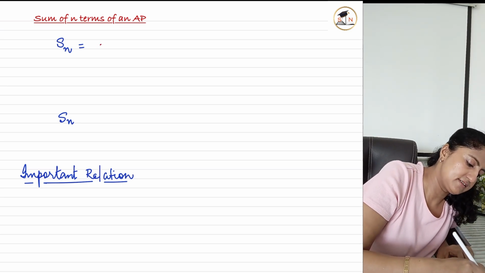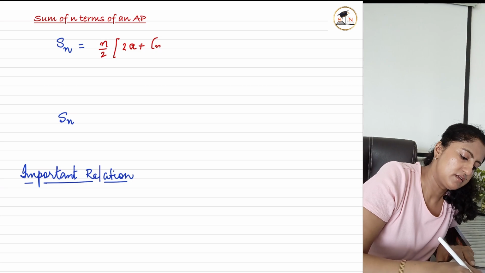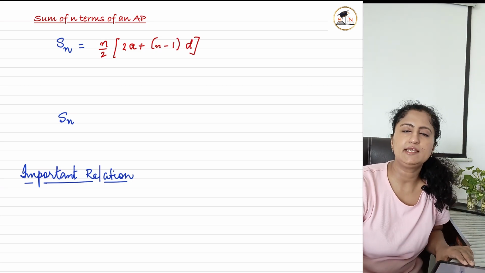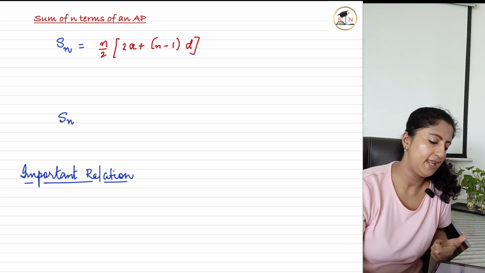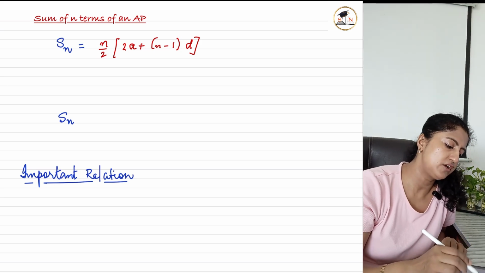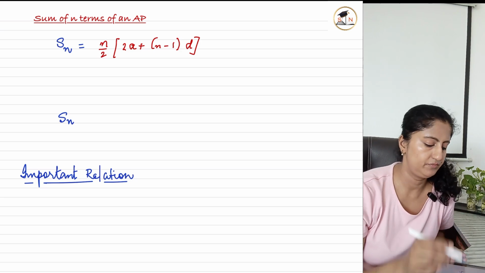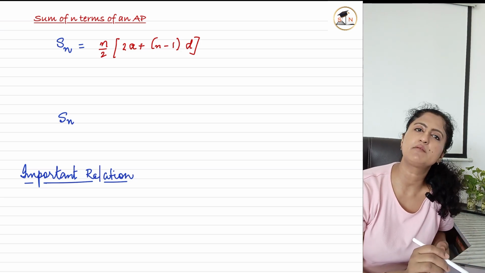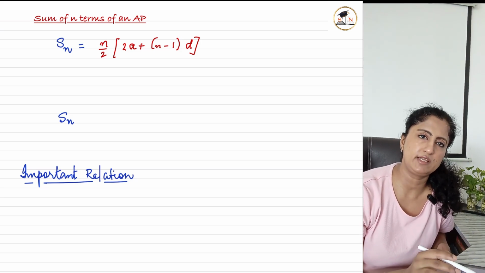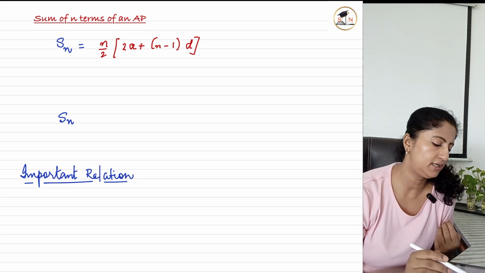The formula says n by 2 times 2a plus (n minus 1) d. And as we know, n is the index of the term, a being the first term, and d being the common difference. So this is going to be your most used formula when you need the sum of n terms. However, from the same formula, we will learn another variation of it, which is also very handy and saves on your calculation time also.